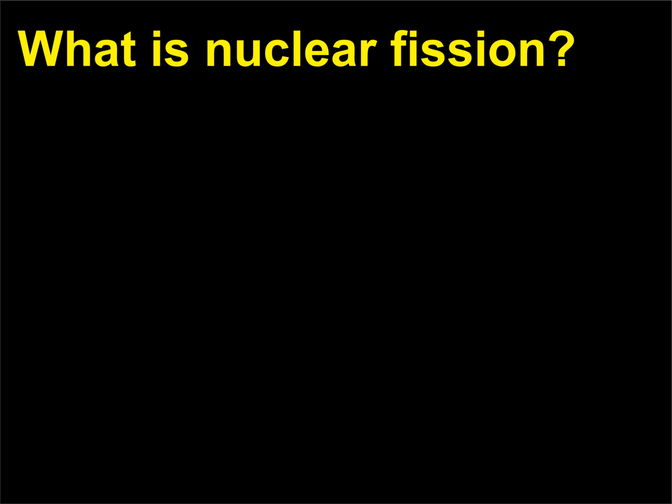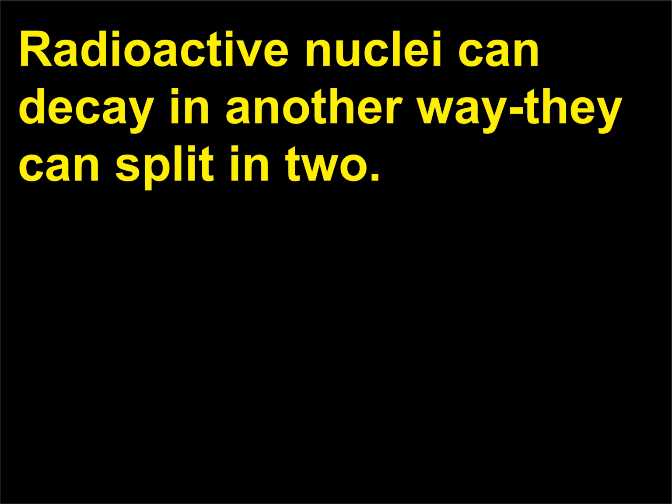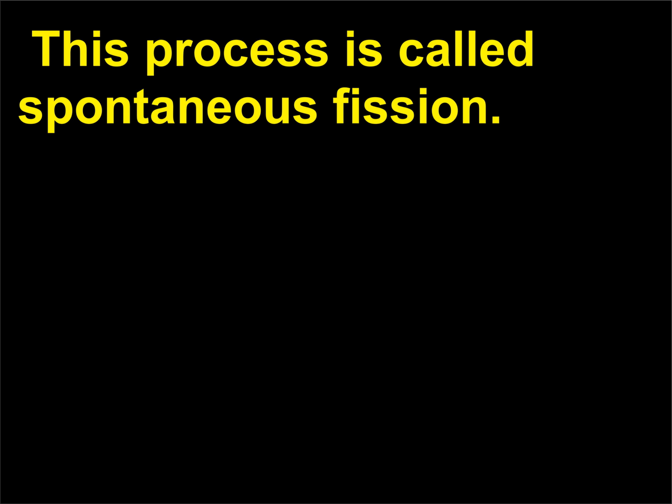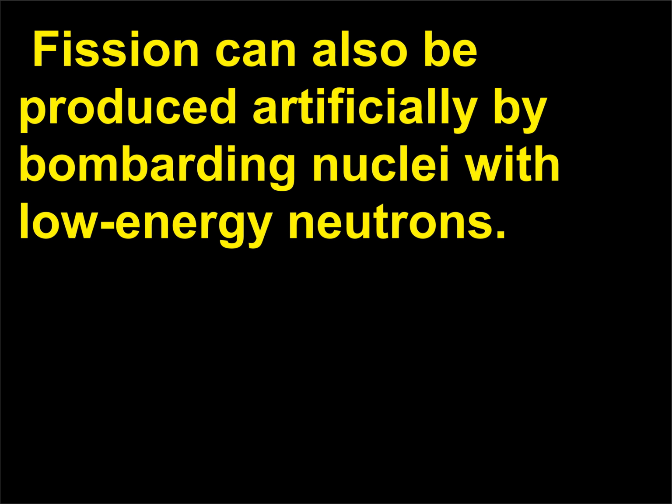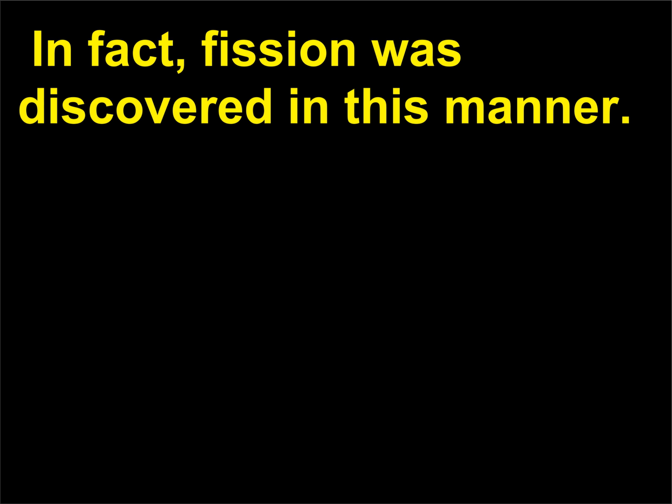What is nuclear fission? Radioactive nuclei can decay in another way: they can split in two. This process is called spontaneous fission. Fission can also be produced artificially by bombarding nuclei with low-energy neutrons. In fact, fission was discovered in this manner.